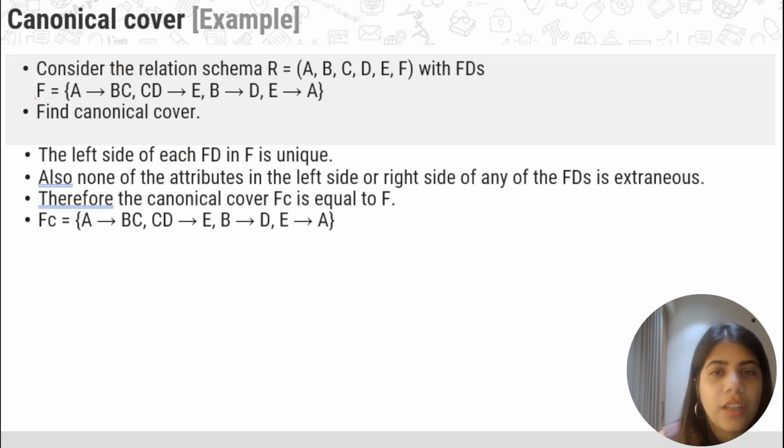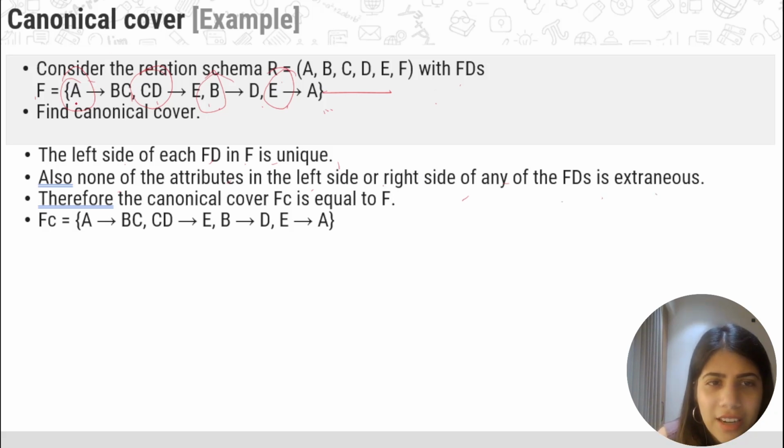Let's see another example. The relation R has attributes A, B, C, D, E, F and the functional dependencies are A can determine BC, CD can determine E, B can determine D and E can determine A. We need to find the canonical cover. The left side of each FD in F is unique. Can you see? A is unique, CD is unique, B is unique, E is also unique, we don't have any repeated. Also, none of the attributes on the left side or right side of any of the functional dependencies is extraneous.